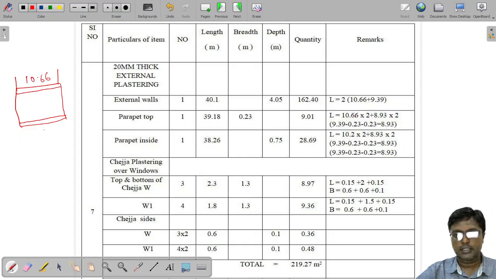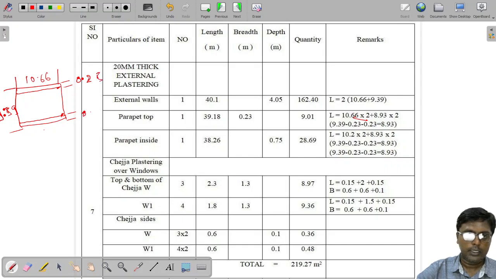So 10.66 into 2 plus, and then as you have already finished here, this part 0.23 we have already finished, so no need to do it again there. You have to do only from here to here now. So how to do from here to here? So 9.39 is the total length. Is it? 9.39 is the total length. Deduct minus 0.23 here, deduct minus 0.23 here. So that will become 8.93. So this will become 39.18.